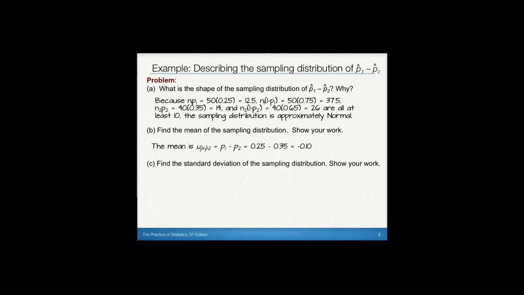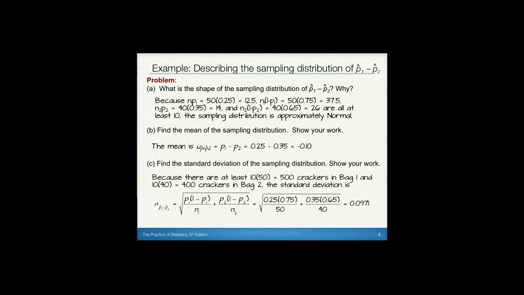Now the standard deviation of the sampling distribution can be found using our standard deviation formula. Because there are at least 500 crackers in bag 1 and 400 crackers in bag 2, we can use the formula, plugging in what we know about bag 1 and bag 2, and find it to be 0.0971. So in the long run, while we'd expect the difference between the sample proportions to be negative 0.1, we'd expect it to vary 0.097 on average.